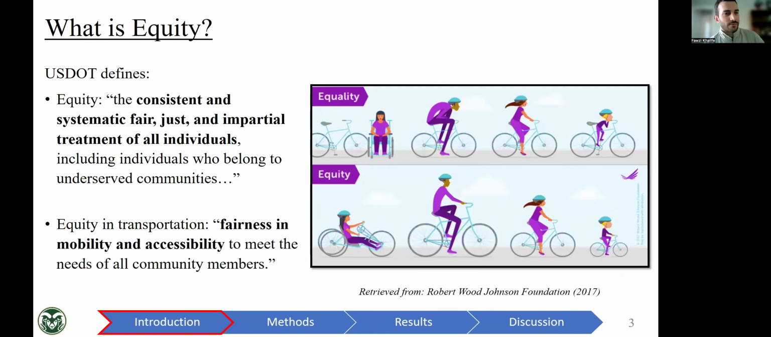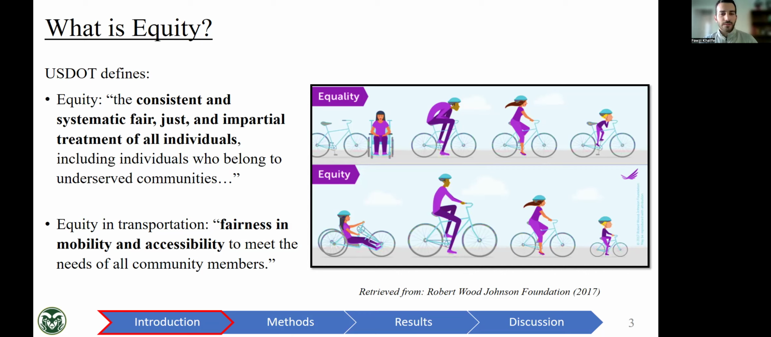So just to quickly start with a quick definition of equity, since it's sometimes understood differently in different contexts and in different projects. So the US DOT had adopted this definition of equity, which is a bit generic, but it works. It is the consistent and systematic, fair, and just and impartial treatment of all individuals, including individuals who belong to underserved communities. And then the definition continues to also list specific examples of underserved communities. For example, main examples include low-income communities and historically marginalized communities.